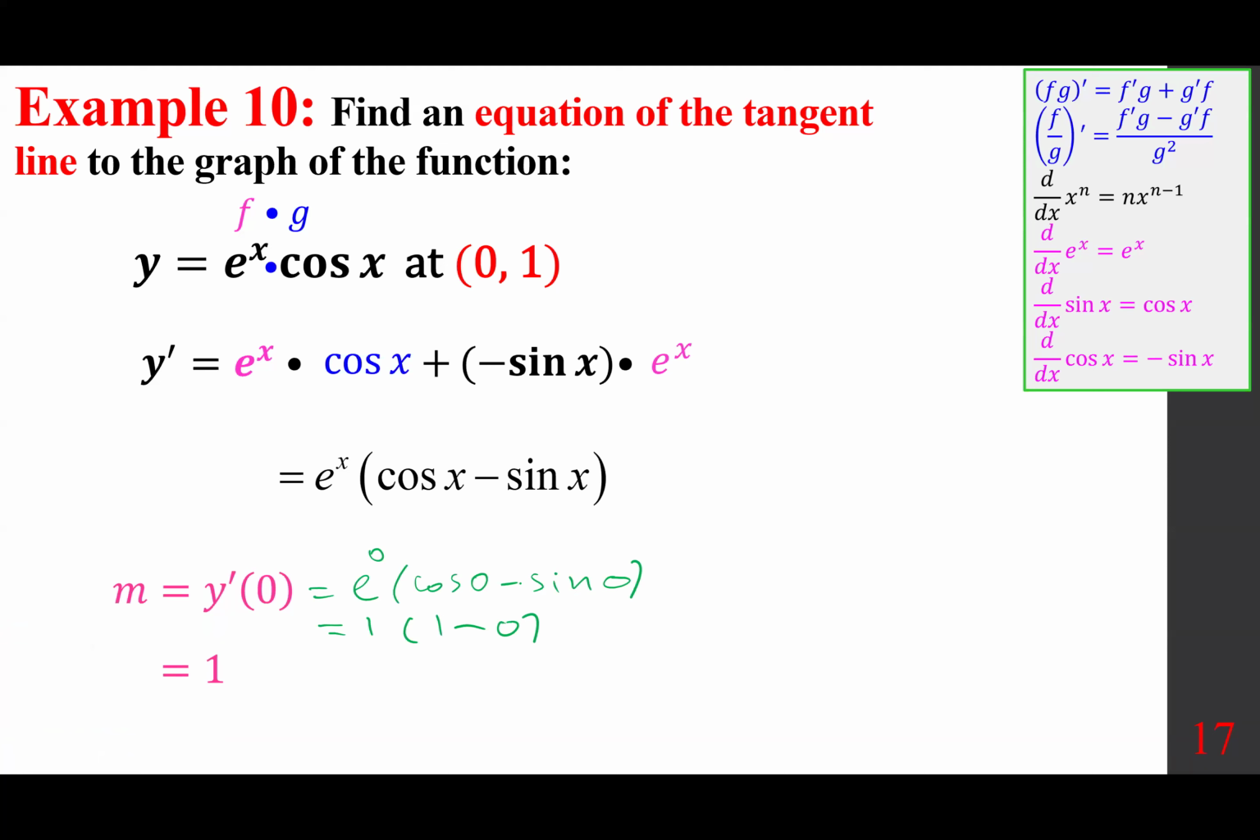Instead of using y minus y1 equals m times x minus x1, I'm going to use y equals mx plus b, because not only is the slope given, this indicates b equals 1 because (0, 1) is the y-intercept. So m is 1, b is 1. The answer is y equals 1x plus 1, or simply x plus 1. That's the final answer for this question. Please understand, this was the only calculus step.